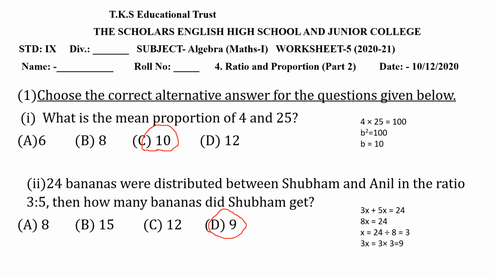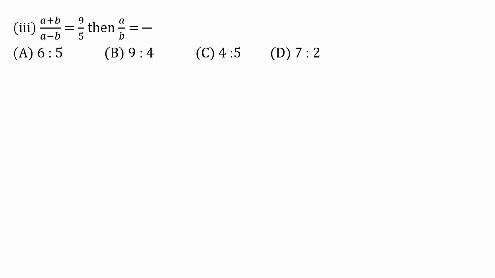Now moving to next. What is given? A plus B upon A minus B equal to 9 upon 5. Then find the value of A upon B. Options given are 6 is to 5, 9 is to 4, 4 is to 5, 7 is to 2. Now by using A plus B upon A minus B equal to 9 upon 5, we have to find the value of A upon B. So A upon B, how will you get this? By using your componendo and dividendo.